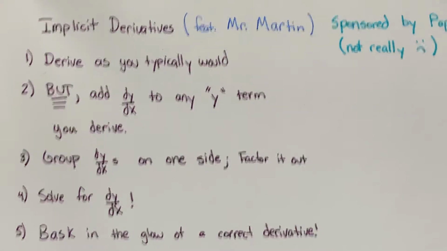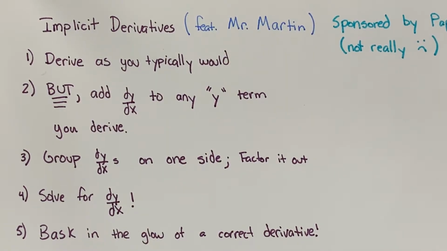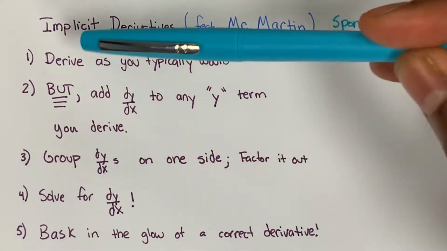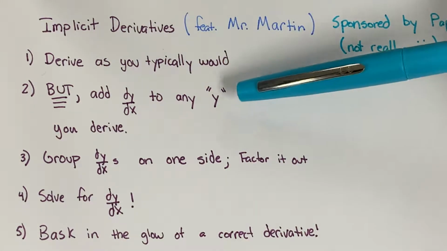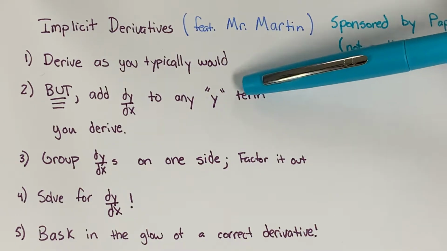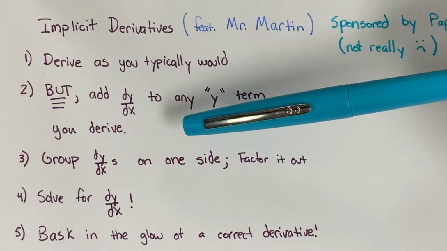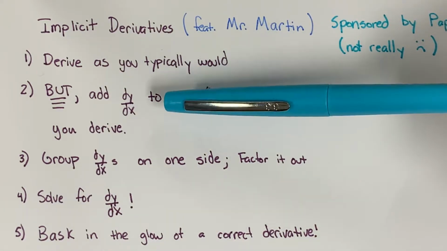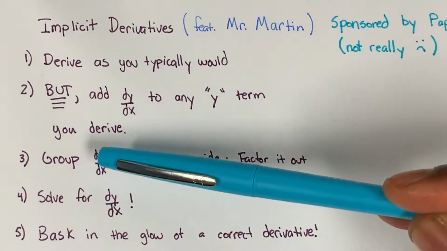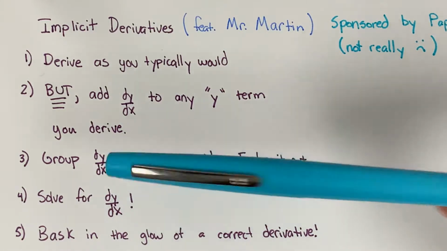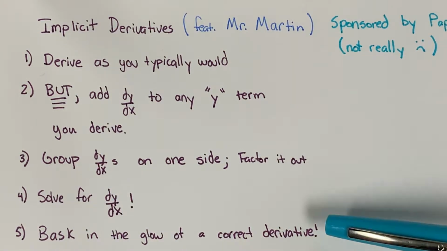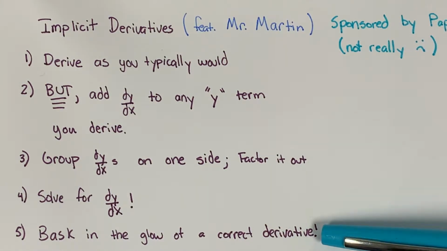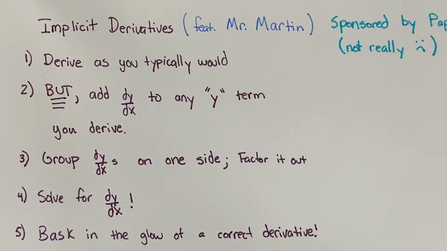So first, let's talk about the steps for implicit differentiation. We would derive as we typically would. We add a dy over dx to any y term that we derive. Now that's going to be different than if a y term just exists in the problem. We're going to group our dy dx's on one side, and finally we're going to solve for dy dx, and we're going to bask in the glow of a correct derivative.